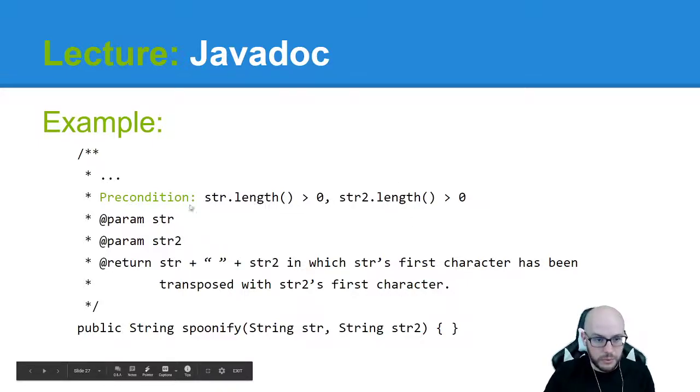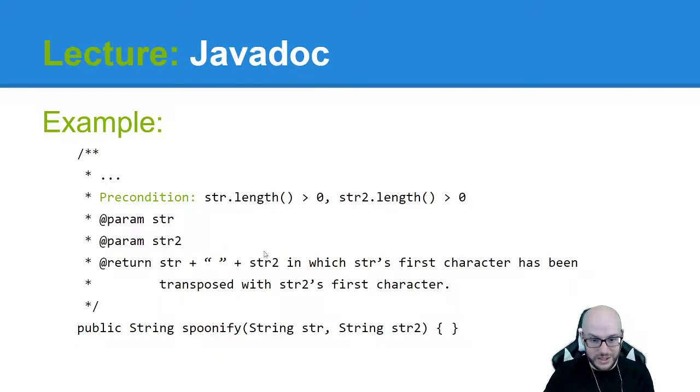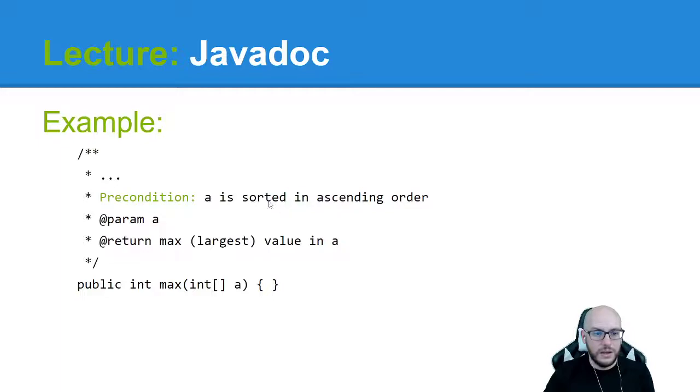That's all. But we have a precondition here that the length of str is greater than 0, right? And the length of str2 is also greater than 0. I need to have a character in order for this to work. And what this precondition is saying is that we're assuming that this is true. Right? I've got these 2 parameters, and this is actually a description where it talks about swapping these things, and ultimately what's returned is a string with a space and so on. Here is a max method, which finds the maximum in an integer array, except there's a precondition.